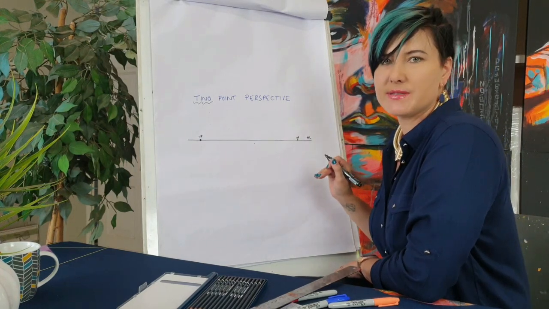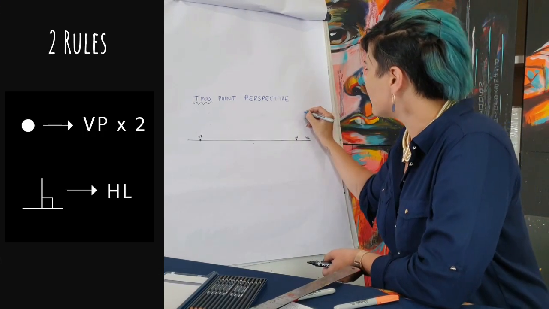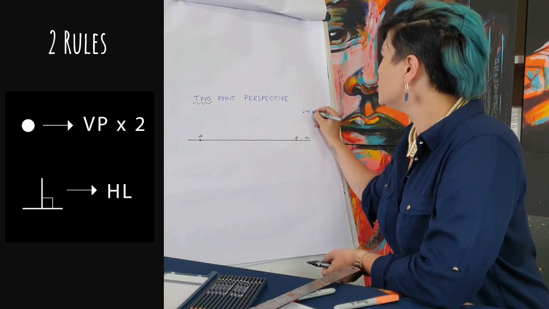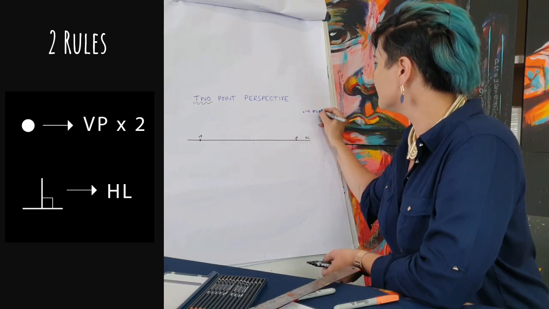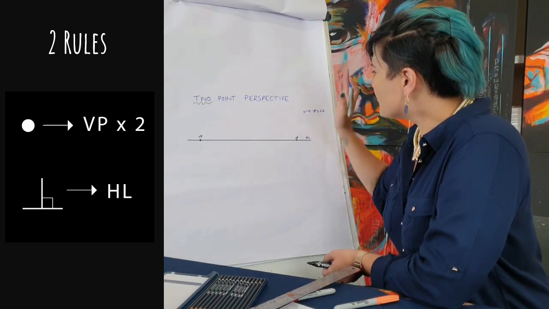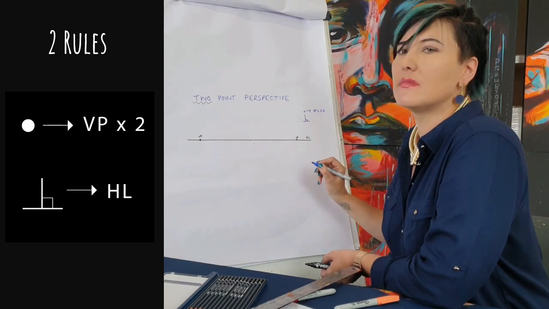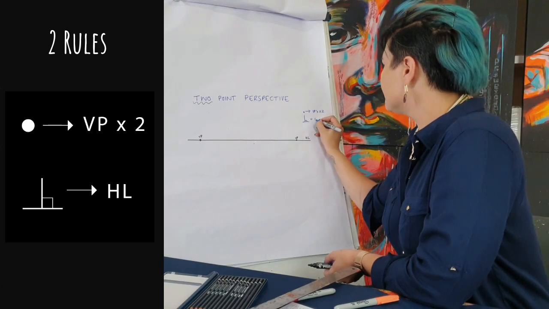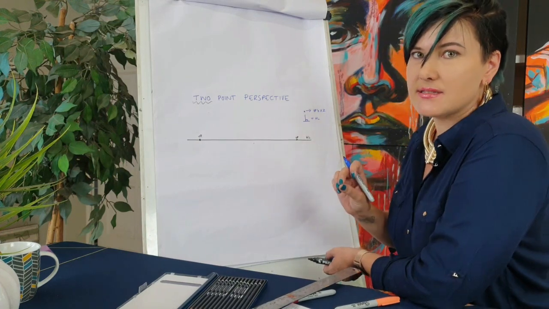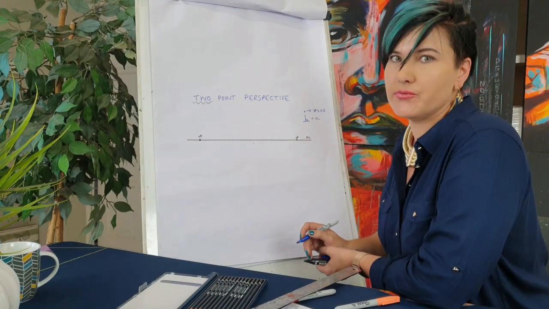Now, the following rules apply. Instead of 3 rules, we're only going to have 2 rules. Rule number 1: all points have to go to both VPs. When we draw a vertical line, it has to be perpendicular to the horizon line. The rule that falls away now is that we don't have parallel lines. With 2-point perspective, we don't have parallel lines. Remember that. So we have to apply these two rules.